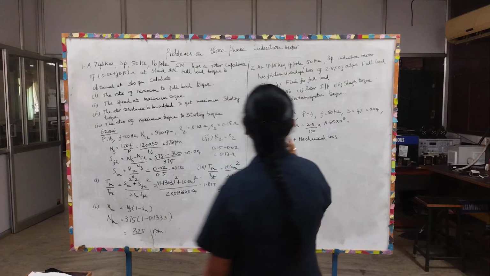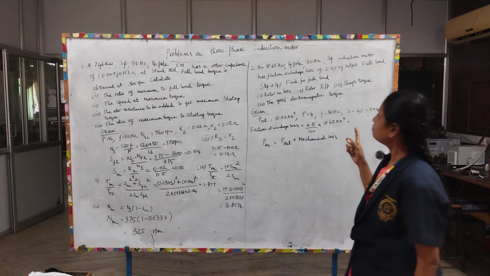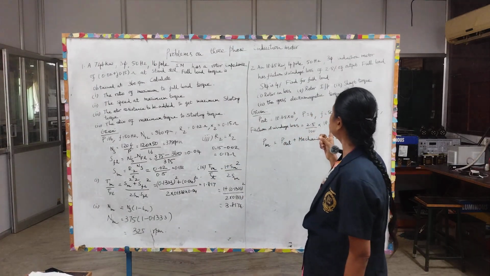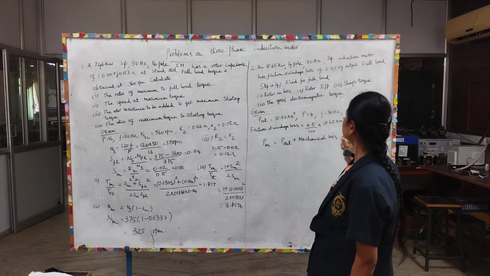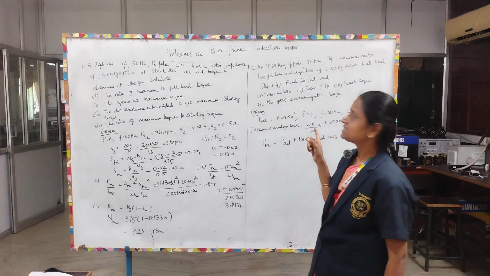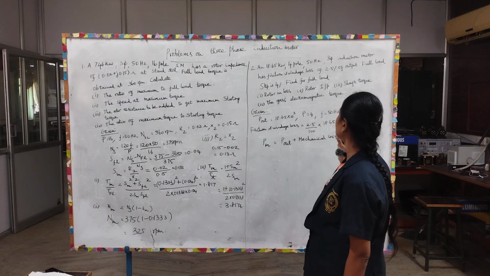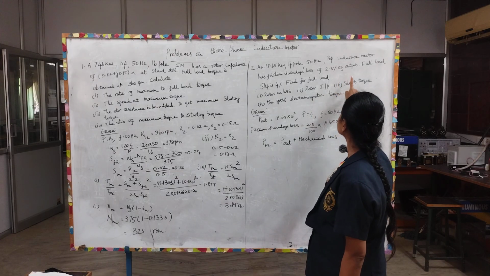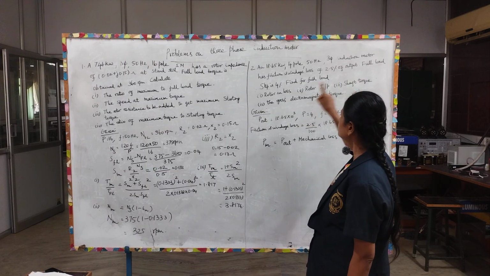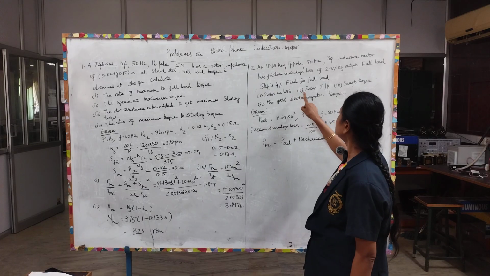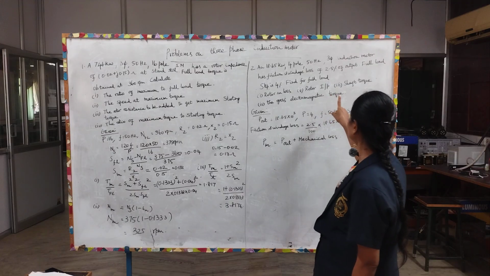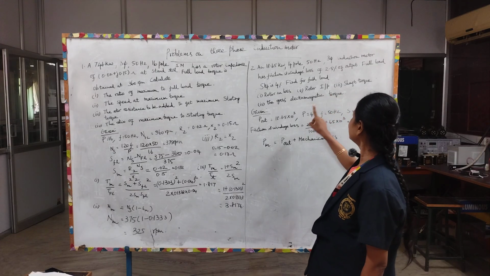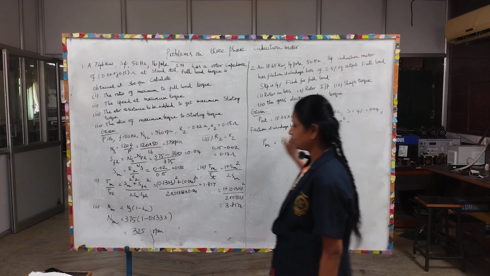So the next problem is an 18.65 kilowatt, 4 pole, 50 hertz, 3 phase induction motor that has friction and windage loss of 2.5% of output. Full load slip is 4%. Find for full load, we have to calculate rotor copper loss, rotor input, shaft torque and the gross electromagnetic torque.